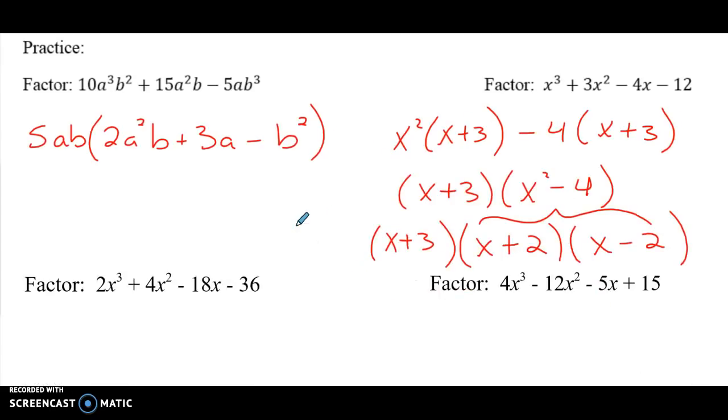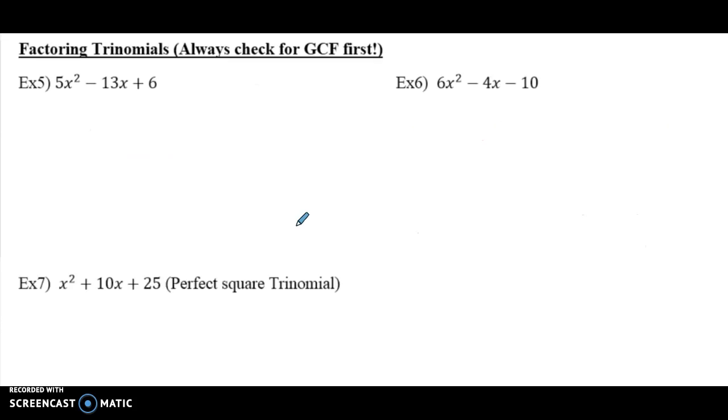Here are the answers. So factoring 4 terms was totally new to us. Factoring by grouping was new. Factoring 3 terms is not new at all. This is a total 100% review right now. So number 5, if you look at your flow chart, how do we factor something with 3 terms? It tells you to use the bottoms up method. So that's why you have that in front of you.